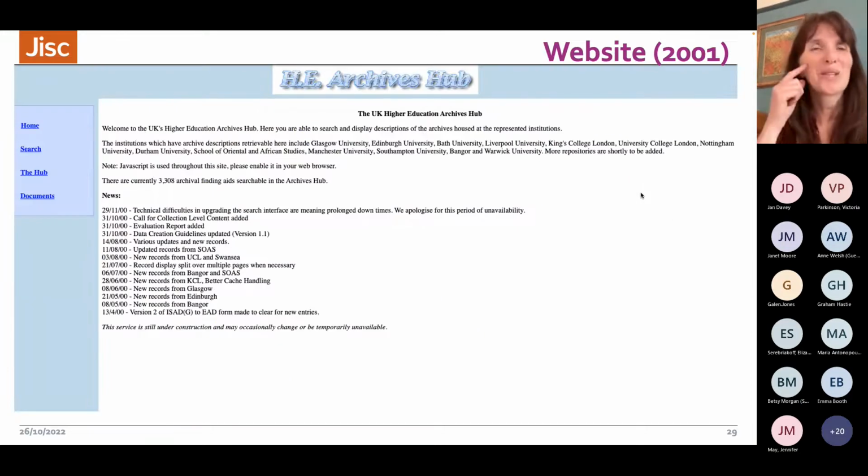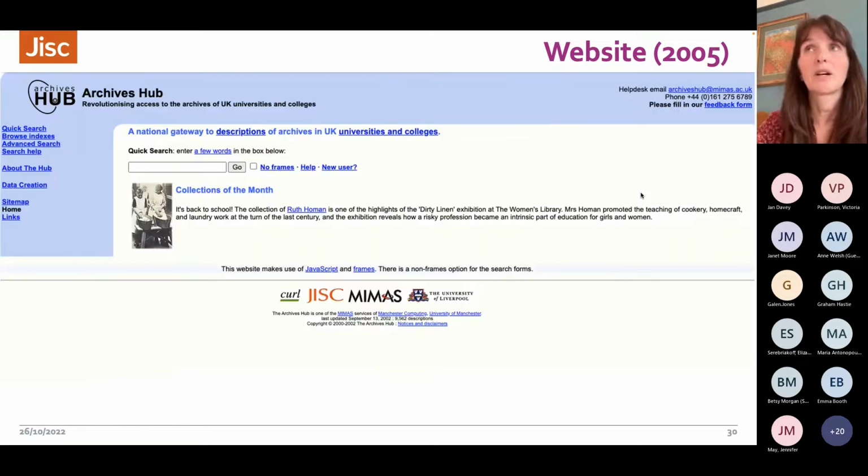Oh, I did say I'd show you just a few screenshots to show the development of the website. So yeah, this is quite funny, isn't it? This is from 2001. I think this is just before the actual official launch, to be fair, but I'm not sure that you'd have a homepage that looks quite like this anymore. Interesting though, 3,308 finding aids searchable on the hub. So just starting out. But I love the fact that we've put the news and been very specific about stuff that now I'm not entirely sure that we'd put on the website quite like this. But anyway, that was right at the start.